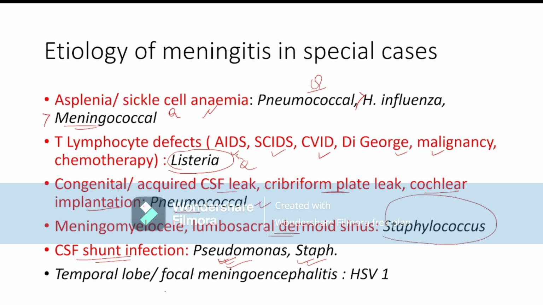If we find temporal lobe or focal meningoencephalitis, then always think about HSV1, that means herpes simplex virus 1. And the drug of choice to kill herpes simplex virus 1 is acyclovir.